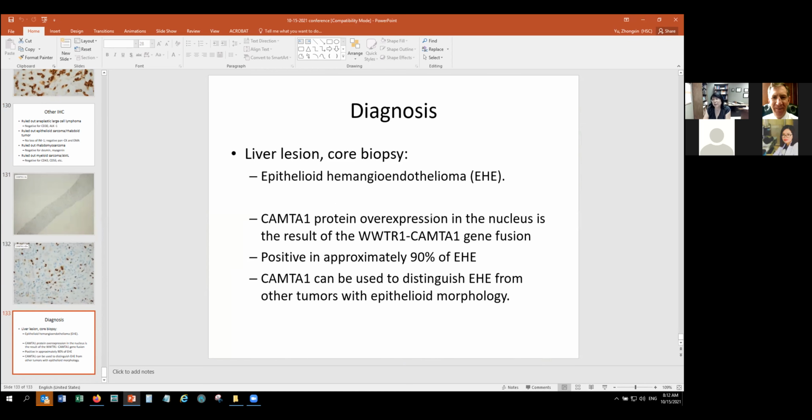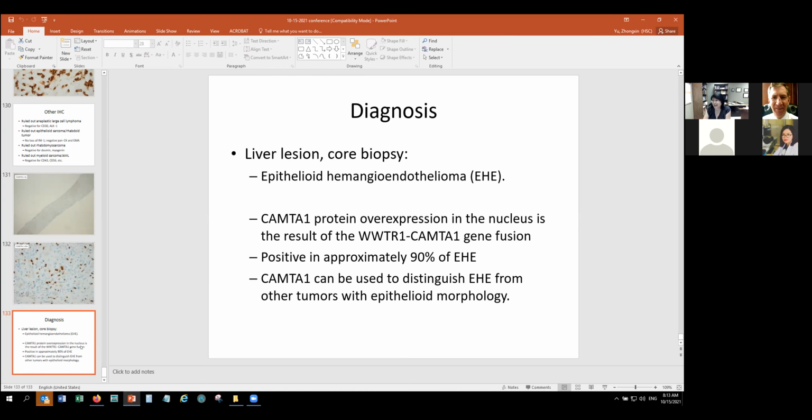CAMTA1 protein overexpression in the nucleus is the result of this WWTR1-CAMTA1 gene fusion. So you can do gene fusion, or you can just do, let's say, immunostain. Approximately 90% of epithelioid hemangioendothelioma are going to be positive by this overexpression. So I usually do immuno, not FISH. If you really want to do FISH, you can. But I think immuno is very sensitive, quick, and costs less. And right now we use this to distinguish epithelioid hemangioendothelioma from other tumors with epithelioid morphology.